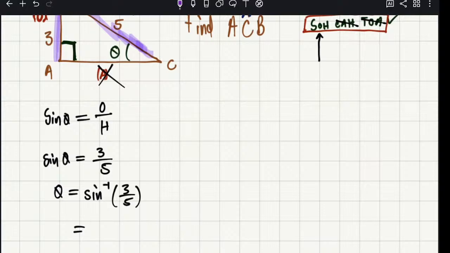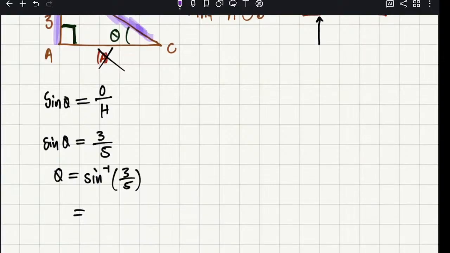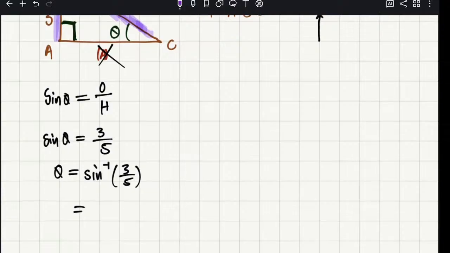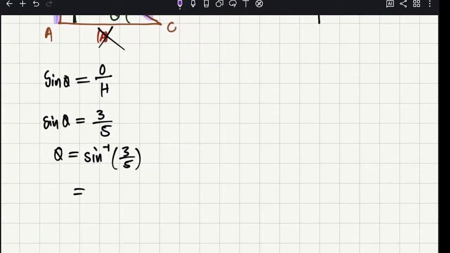36.869. So if it's 36.869, it's 36.9. Okay, this is going to be your value. We good. 36.869. We round it off because they want one decimal after the comma. So it's 36.9. Well done.